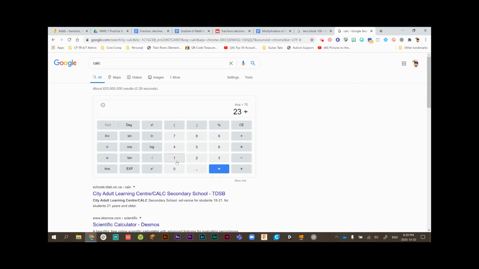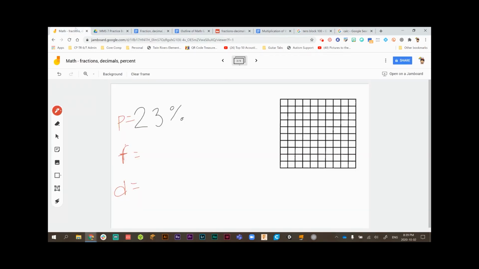23 divided by 100, and I get 0.23. So 23 hundredths. I'm going to come back here. My fraction is 23 over 100, and my decimal was 0.23. The only thing you're going to have to check is, is that the simplest form? Is there any number that goes into 23 and 100?